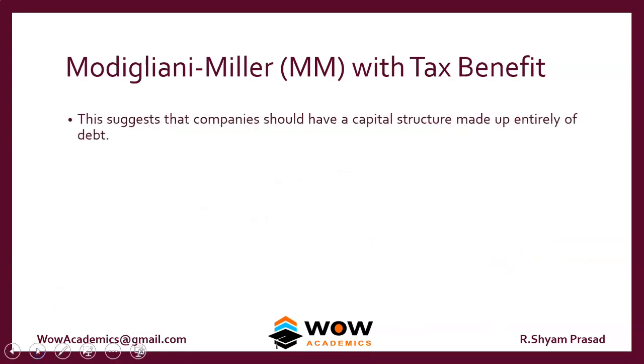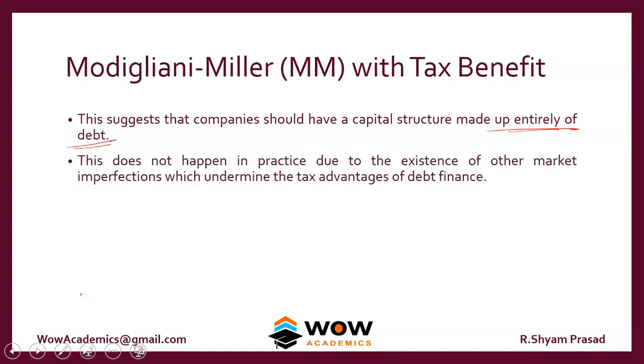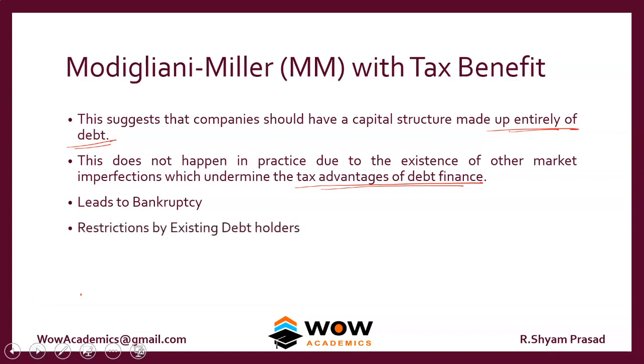This is the argument that people are giving in rebuttal to the approach with tax benefit. This suggests that the company should have a capital structure made up entirely of debt. But what's the problem with having entire debt? This does not happen in practice due to the existence of other market imperfections which undermine the tax advantage of debt. It does not happen in reality because it leads to bankruptcy and restrictions from existing debt holders. Existing debt holders will say don't go for 100%. At 50% itself they'll become panicked, so they will stop the company from raising more debt.